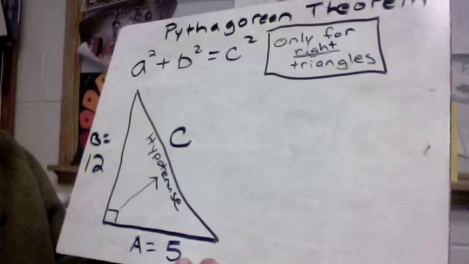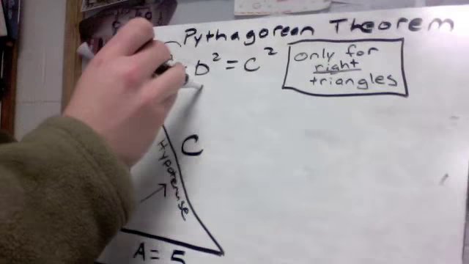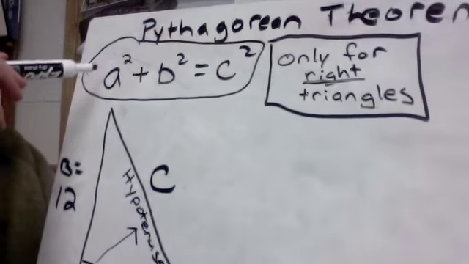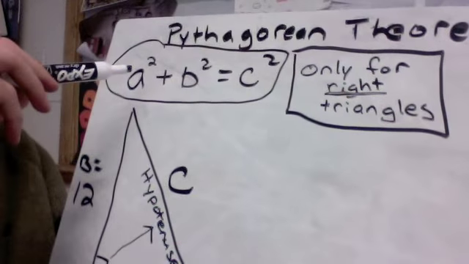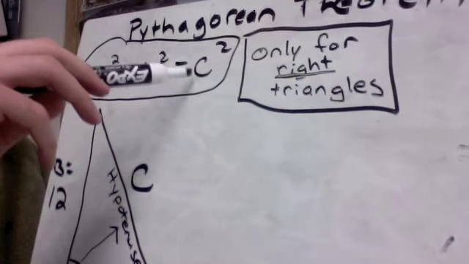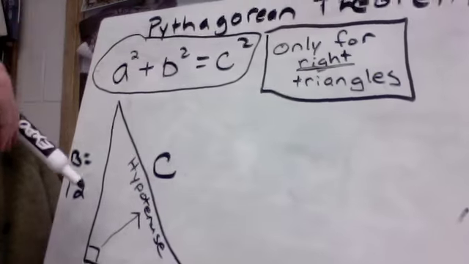To do this, we're going to use this theorem. This is the Pythagorean theorem up here. It's a to the second power, or a squared, plus b to the second power, b squared, equals c to the second power, or c squared.